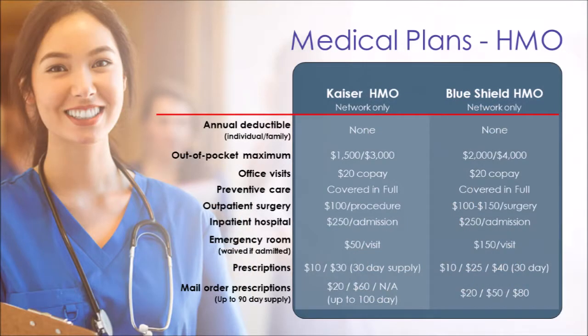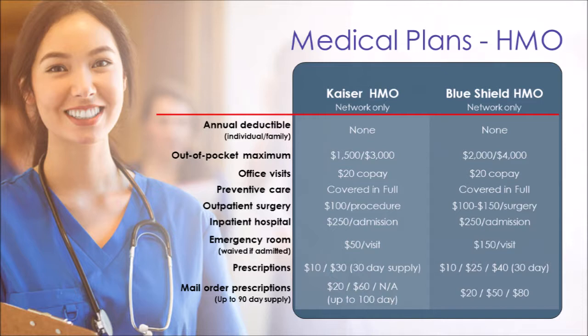HMO plans have no annual deductible, and once you have met the out-of-pocket maximum listed above for you and your family, then the plans pay for services at 100%. Your office copay for this plan is $20. There is no charge for preventive care. Outpatient surgery copay is $100 to $150 per procedure, and inpatient hospital copay is $250 per admission.